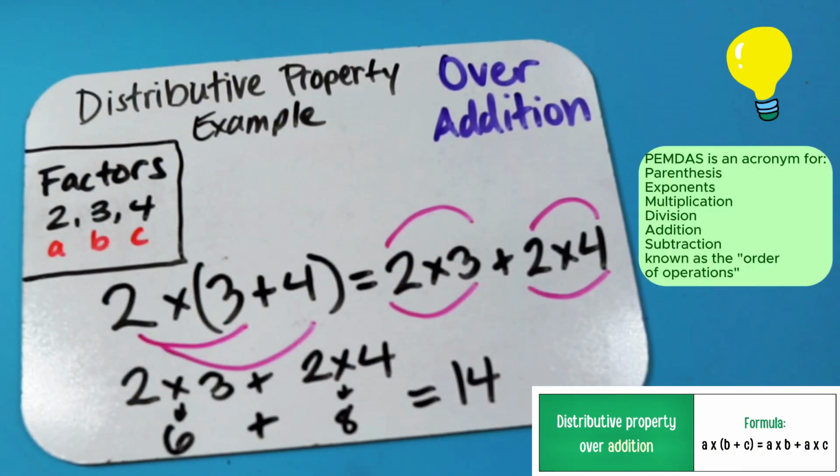One way to check your work is to utilize PEMDAS. So for this equation, we could have done the parentheses first, 3 plus 4, which we know is 7. So 2 times 7 equals 14, which confirms that our product is correct. However, when you are taking a test or exam and it is specifically asking for a distributive property over addition, please do use the formula for distributive property over addition. We only use PEMDAS to check our work.